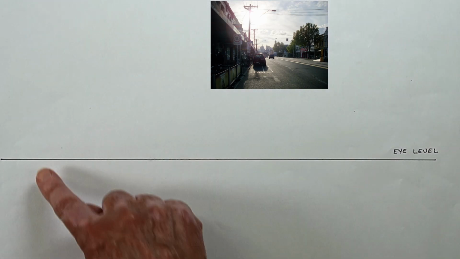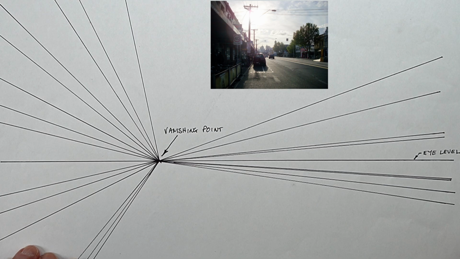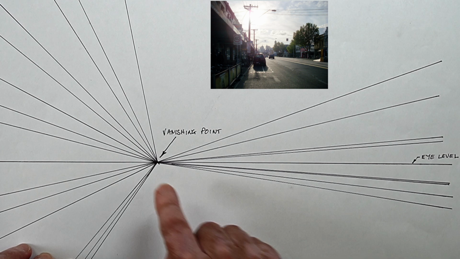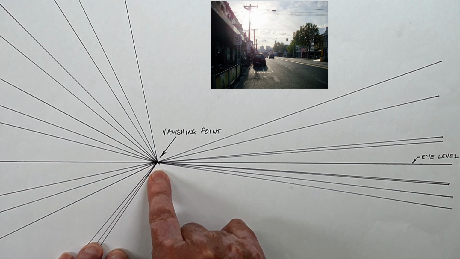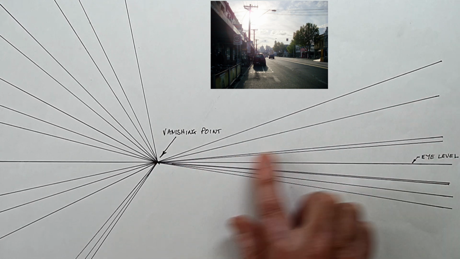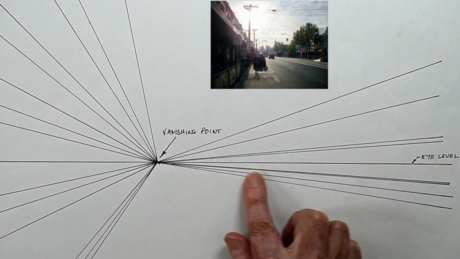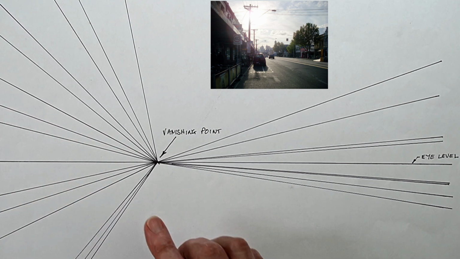So here, if we look at the drawing, there's eye level. That's step number one. From the reference, I was able to determine where the vanishing point is, so I've marked that. And then from the vanishing point, I create radial lines that move out from that. And these lines will help me with my drawing.